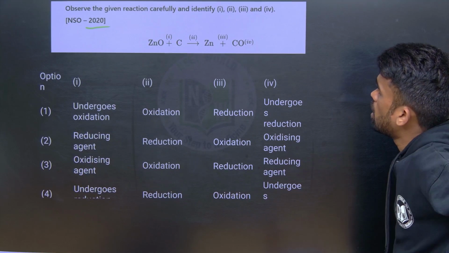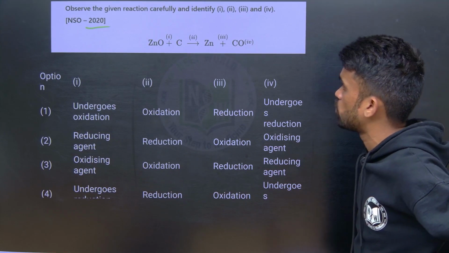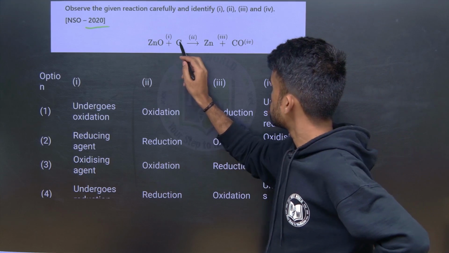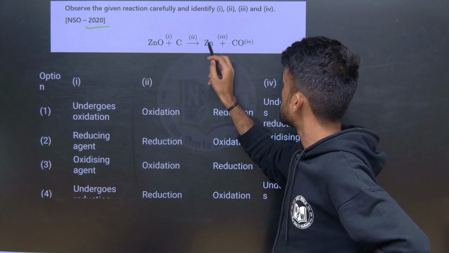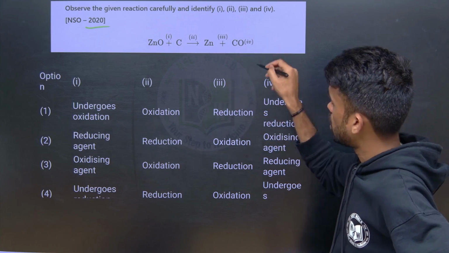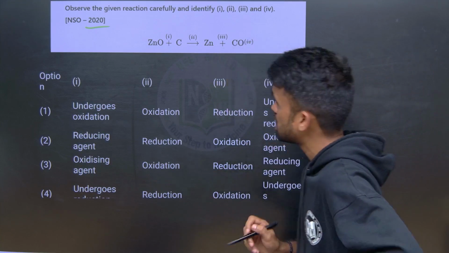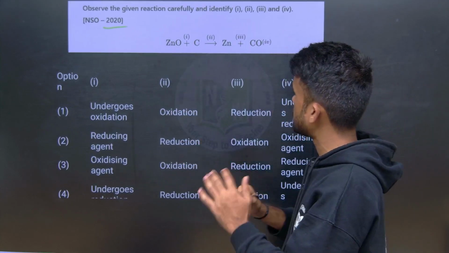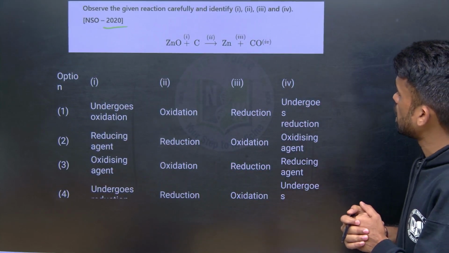Observe the given reactions carefully and identify 1, 2, 3, 4. Okay, so how can we identify these? This is 1, this is for this it is 2 and for this it is 3, I think so. I think there is some mistake in the arrow marks, I haven't mentioned this. So just keep it aside, because which process is 1, 2 like that I haven't mentioned. Okay, let me try other ways.